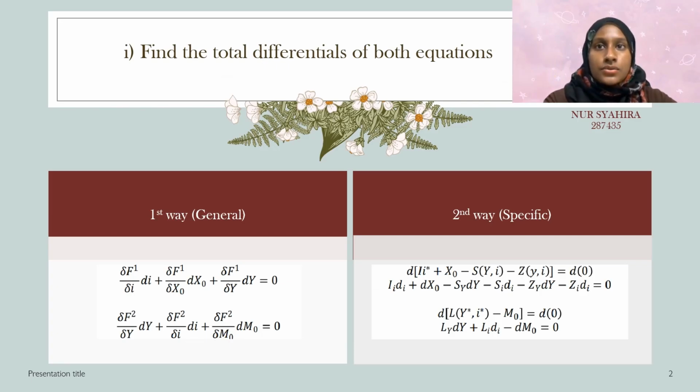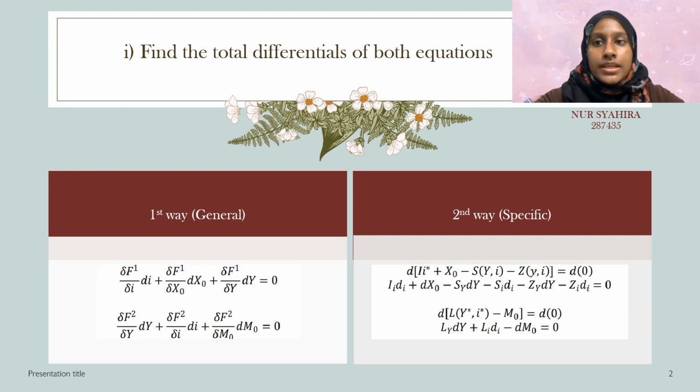Question 1. Find the total differentials of both equations. There are two ways of doing this question. The first one is the general way. For the first way, we must give it a positive sign. And how to arrange it is just copy from the equation, like delta f1 over delta i di plus delta f1 over delta x null dx null plus delta f1 over delta y dy equal to 0.